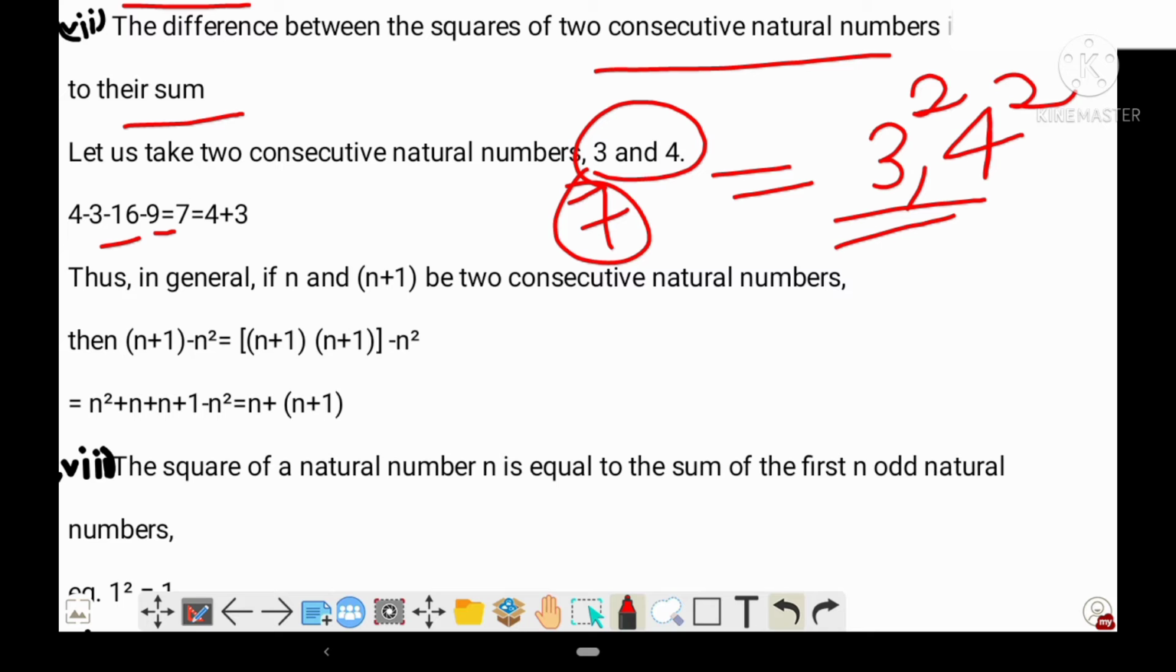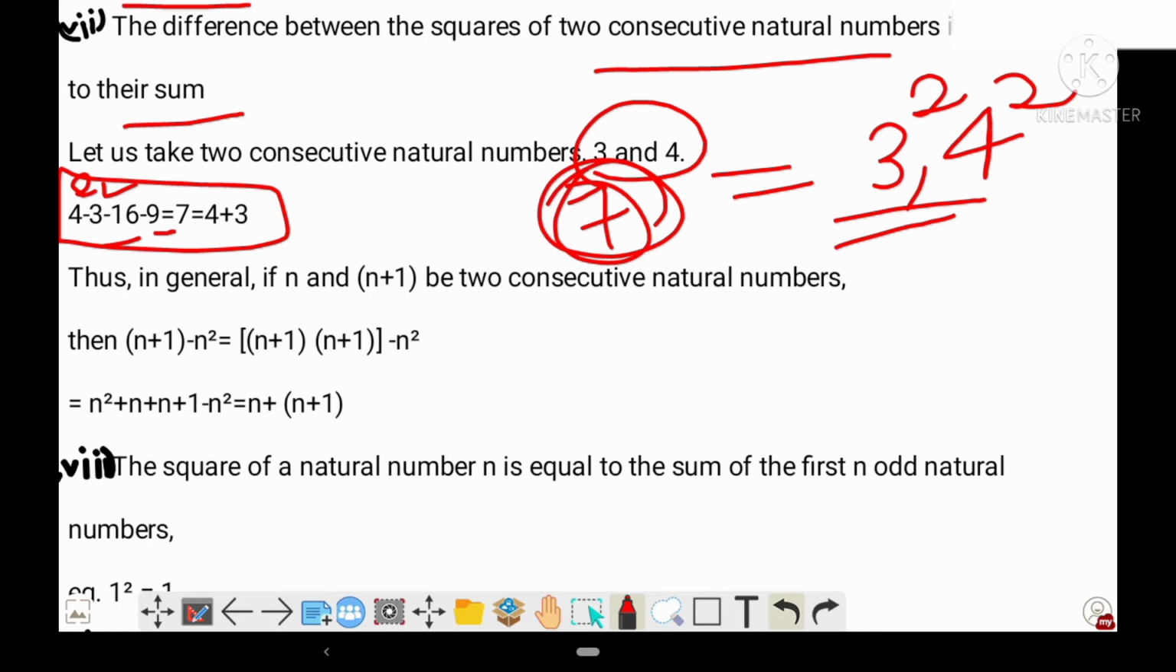Right? 16 minus 9 is 7. And why can you observe 7 in the same number line? Of course, 3 plus 4 is 7, isn't it? If you did that, you get 4 square minus 3 square, which is 16 minus 9, where the answer you get is 7.